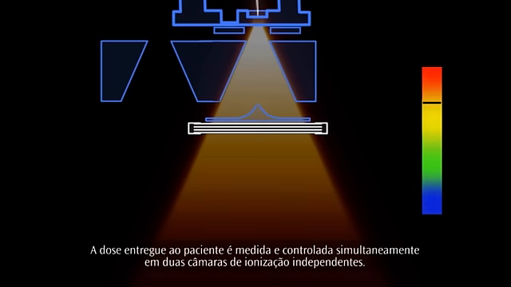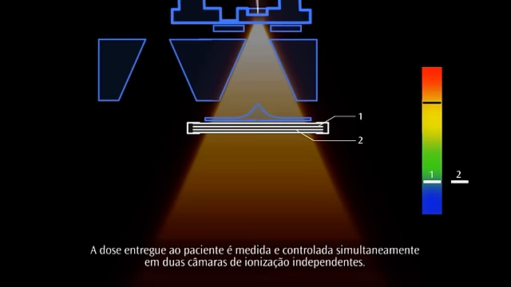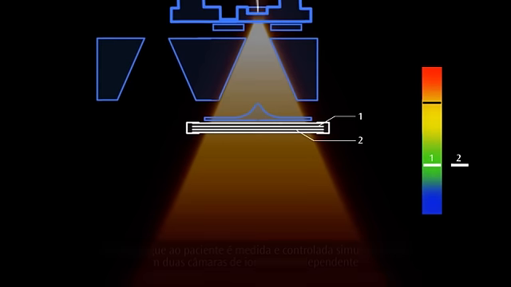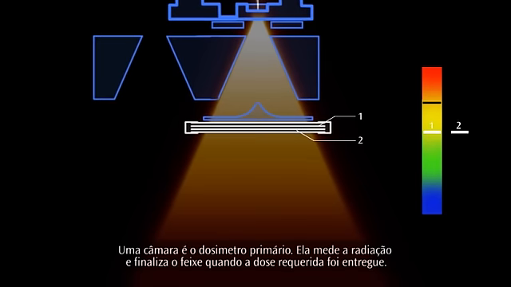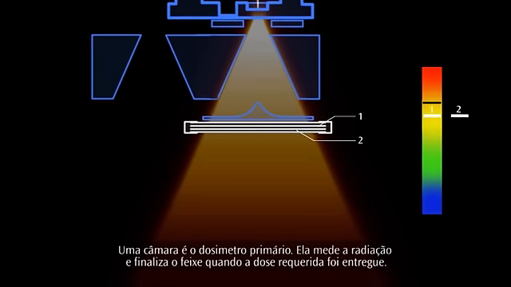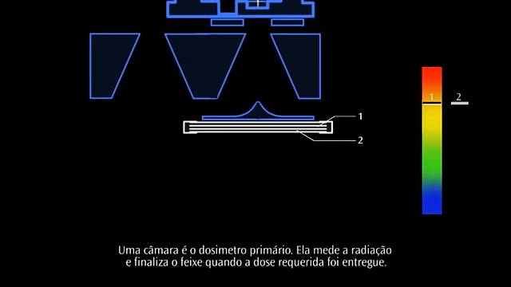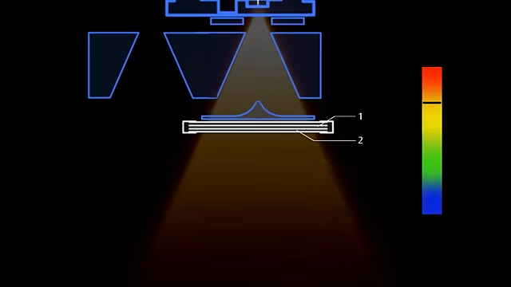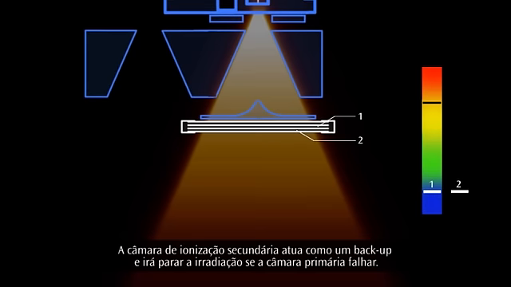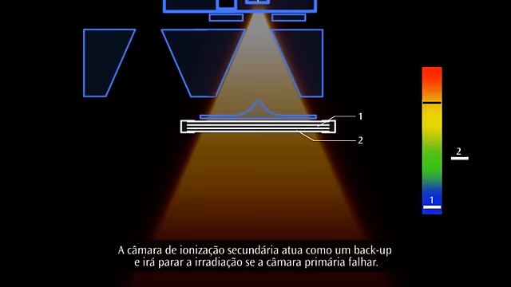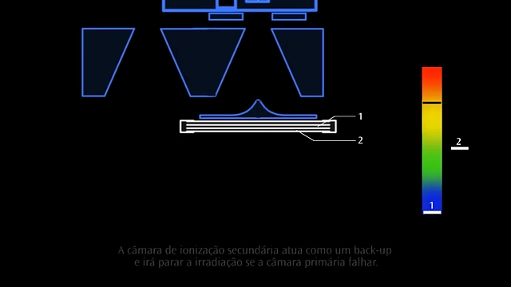The dose delivered to the patient is measured and controlled simultaneously in 2 independent ionization chambers. One chamber is the primary dosimeter. It measures the radiation and terminates the beam when the required dose has been delivered. The secondary ion chamber acts as a backup and will stop the irradiation if the primary chamber fails.